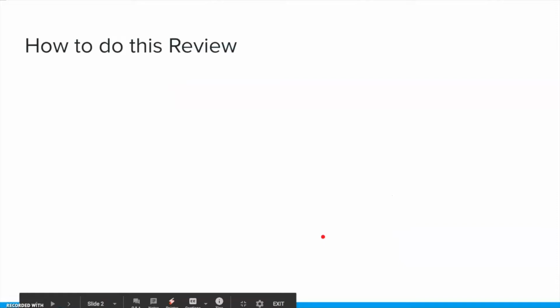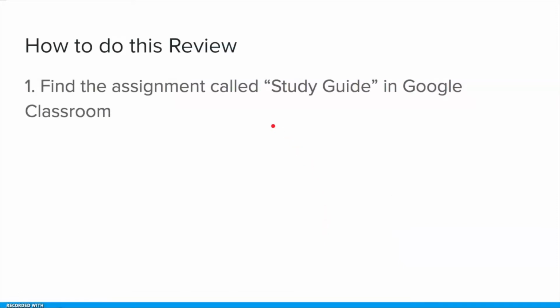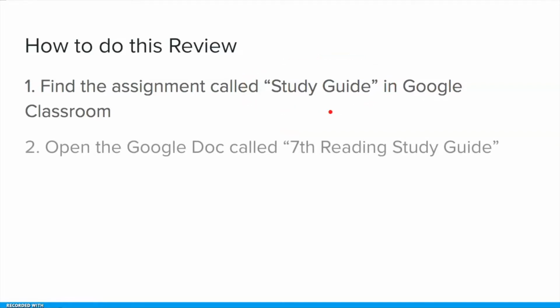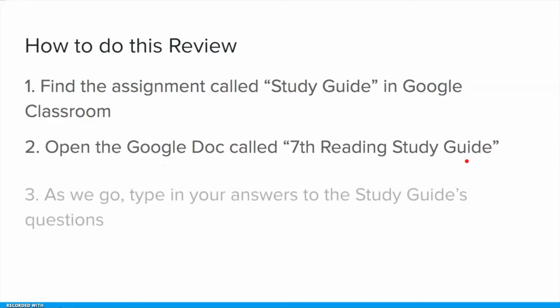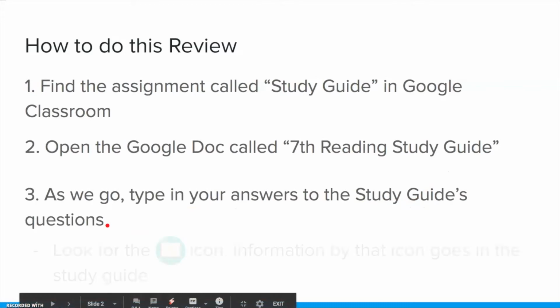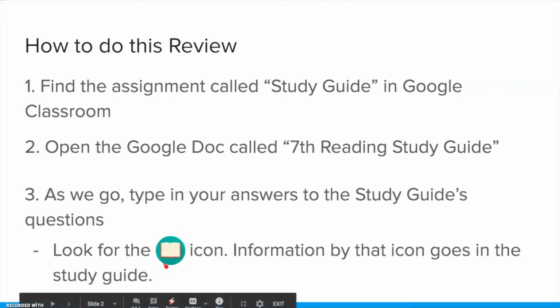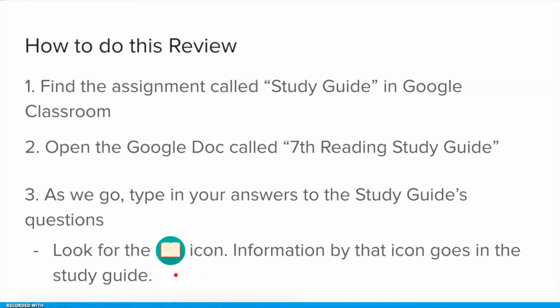Before we start, here's how you do this review. Go ahead and go to Google Classroom and find the assignment called Study Guide. Then open up the Google Doc called 7th Reading Study Guide. On this Google Doc, I'd like you to type in your answers to the study guide's questions. As we go, look for the icon that looks like a book. Information by that icon is what's going to go into the study guide. I'll make sure to try and pause every time we get there and let you know that whatever we just talked about is an answer that can go into our study guide.